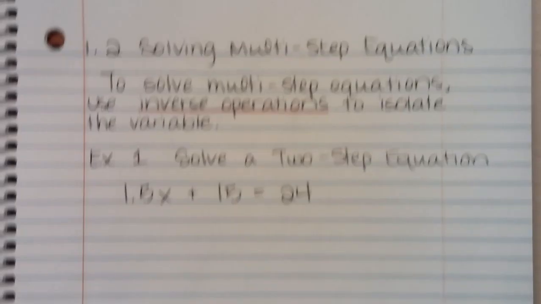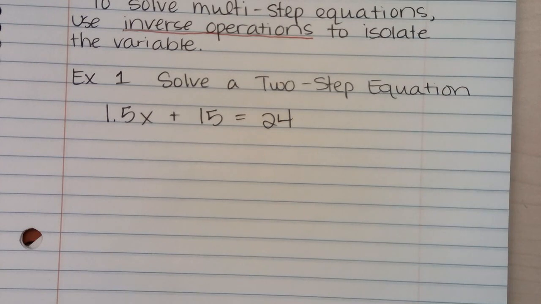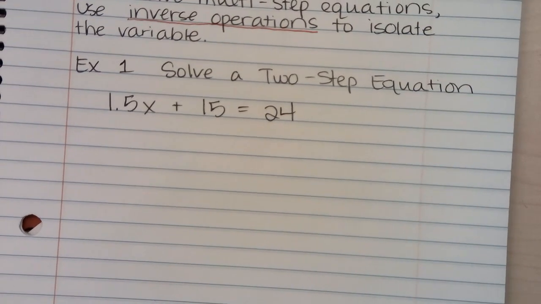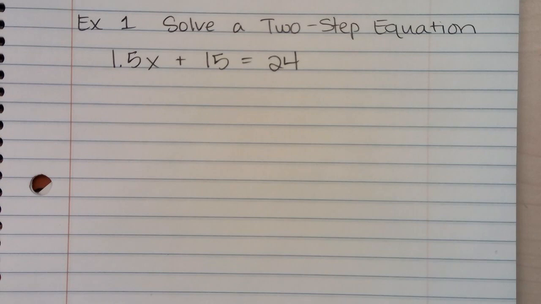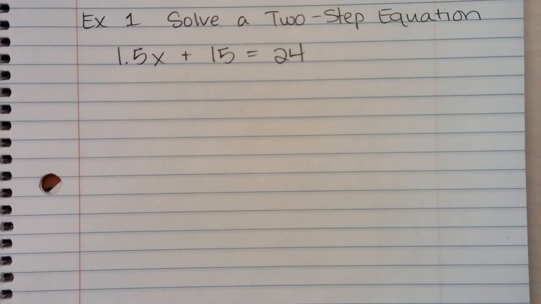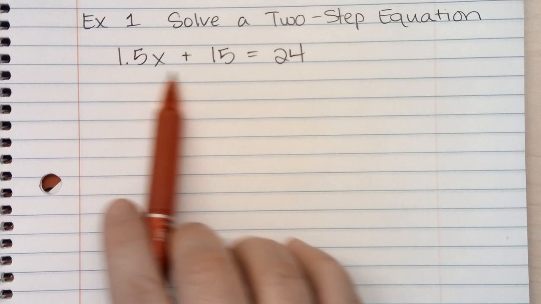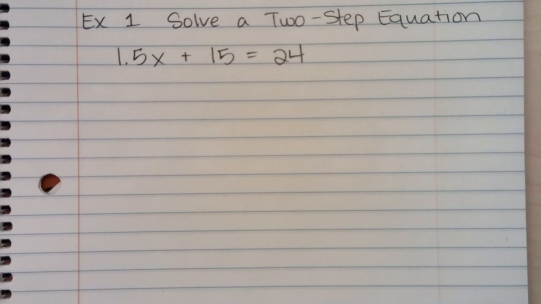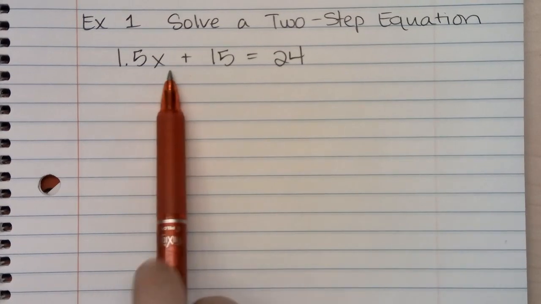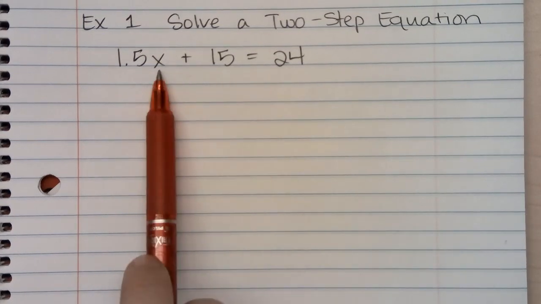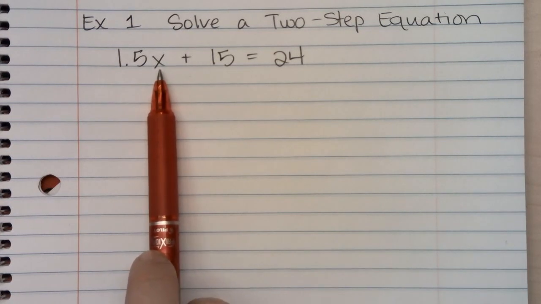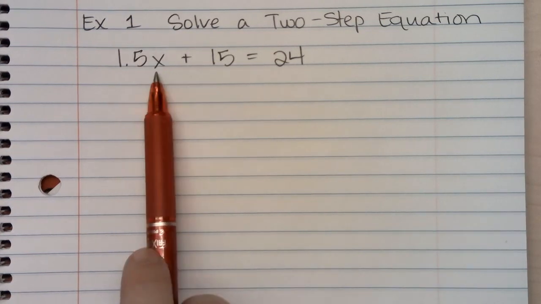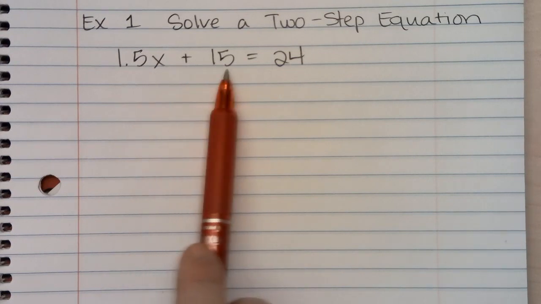So here we go. First example. Example 1. Solve a two-step equation. This says 1.5x plus 15 equals 24. So when you solve a two-step equation, you want to start with what's furthest away from this x. Remember, the goal is to isolate the variable. We want to get x alone. So we have to start pulling apart what's happening to it. So we're going to start with addition or subtraction first.